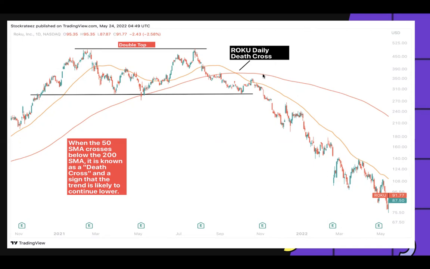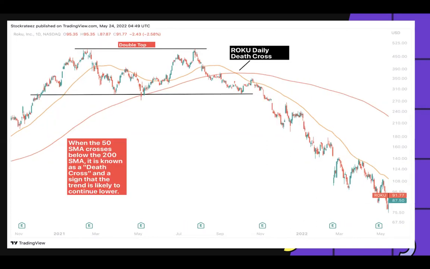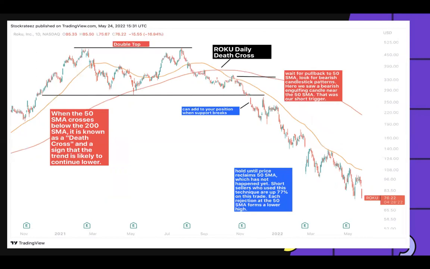See, it's up in the 350s over here. Now it's at like the 80s, 90s. So that would have been a huge gainer if you had followed that technique. All right, so we wait for the pullback to the 50 SMA, can add when it breaks below support, and then retest that break.